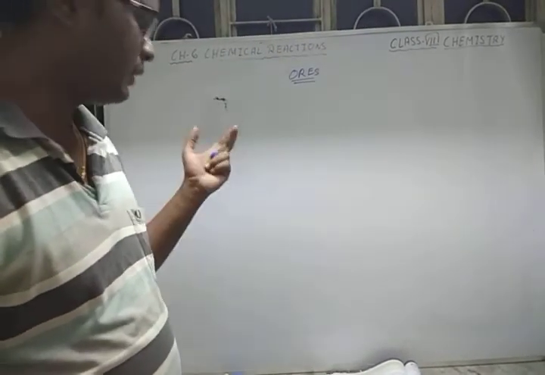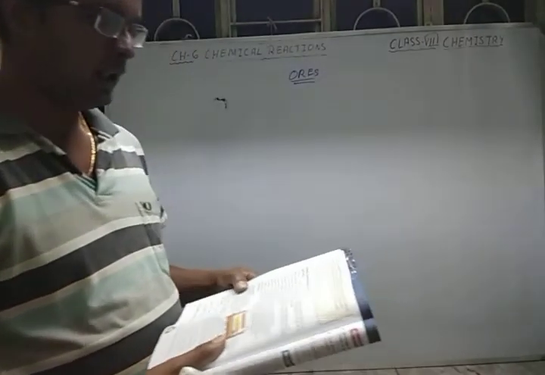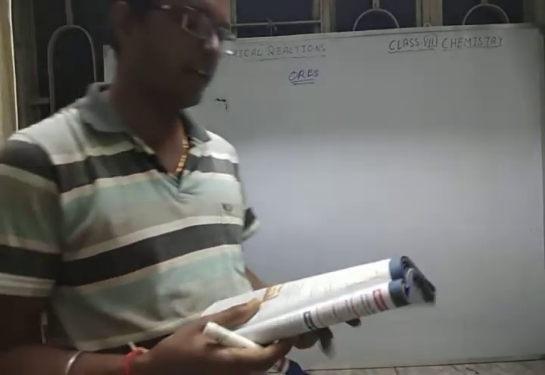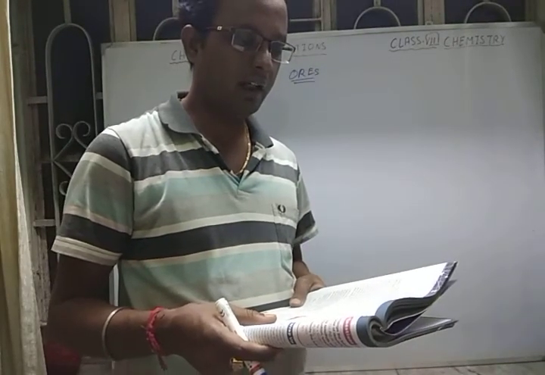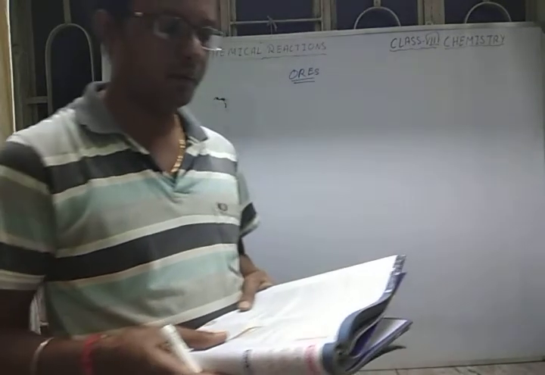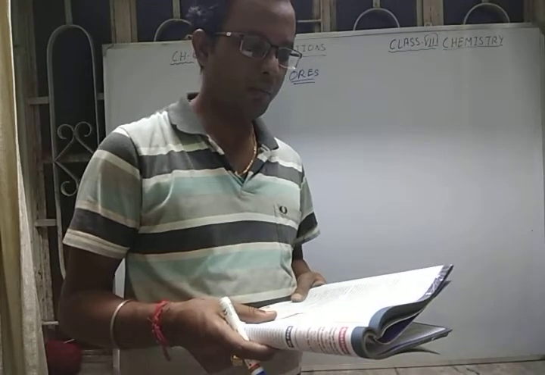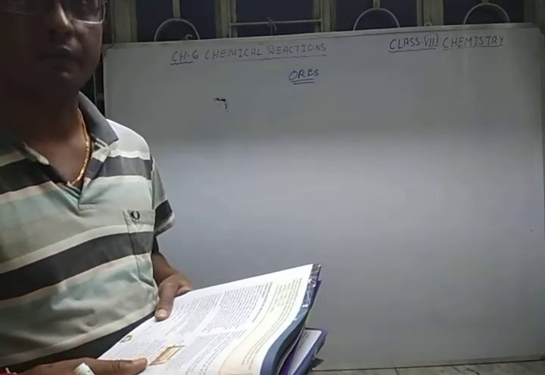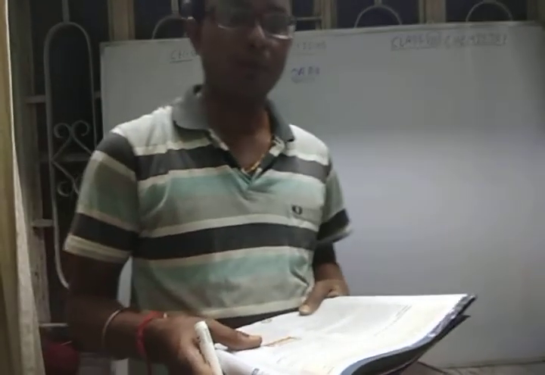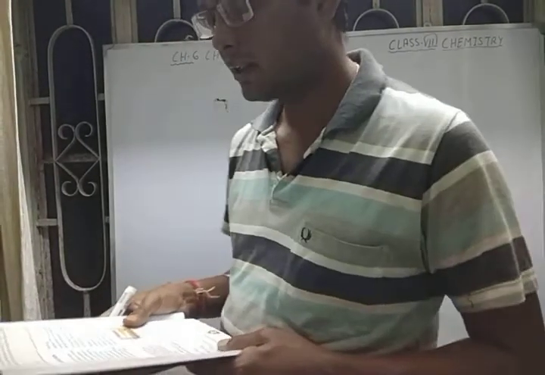The processes are given in your book. Suppose iron, aluminium, copper, zinc: they are not available free in the earth's crust. They are extracted from their ores, which may be in the form of various compounds, such as carbonates and sulfides. It is more convenient to extract the metals from these.